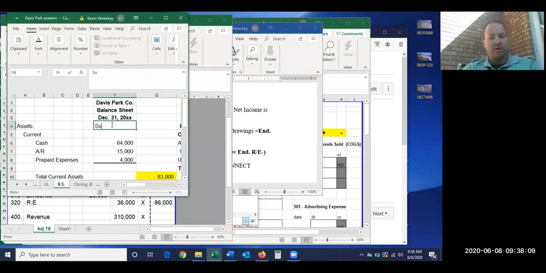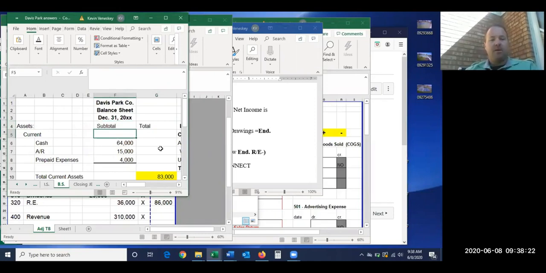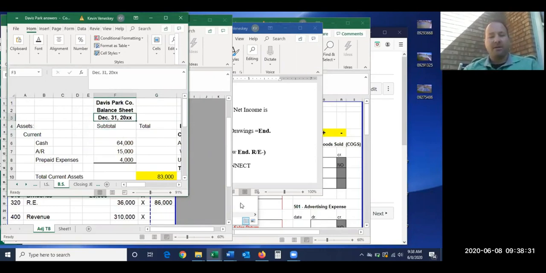And then on this one, we also have subtotal and total. When we're doing a balance sheet, after you have your proper title listed, notice this one doesn't have "as of," because the balance sheet is a snapshot of where the company is at that particular moment. So this doesn't mean that I had just $64,000 cash just this year. No, that's what I have in my checking account right now, all the years combined.